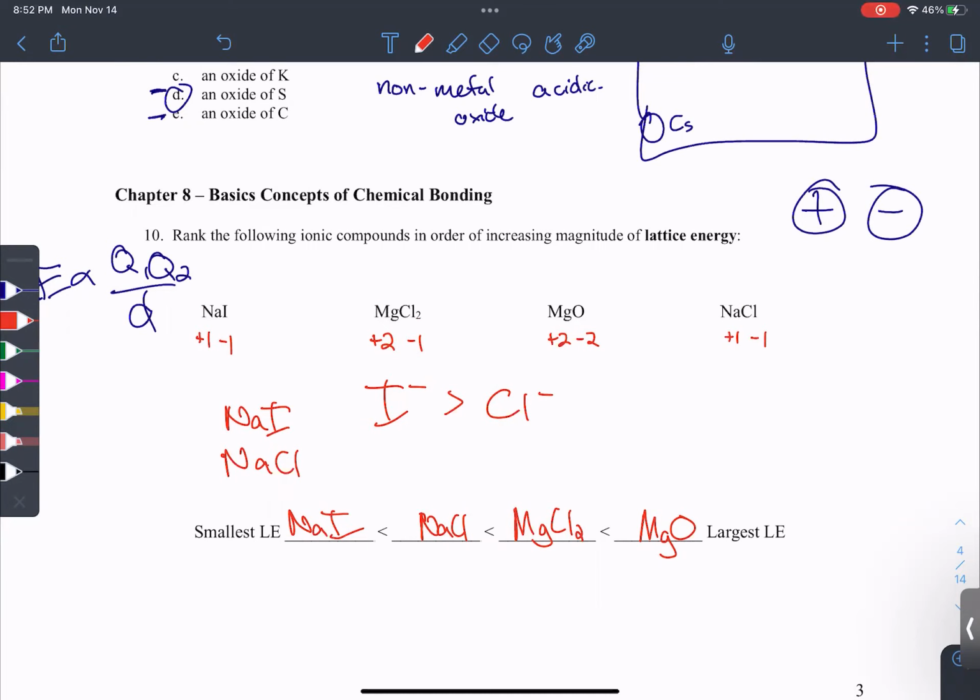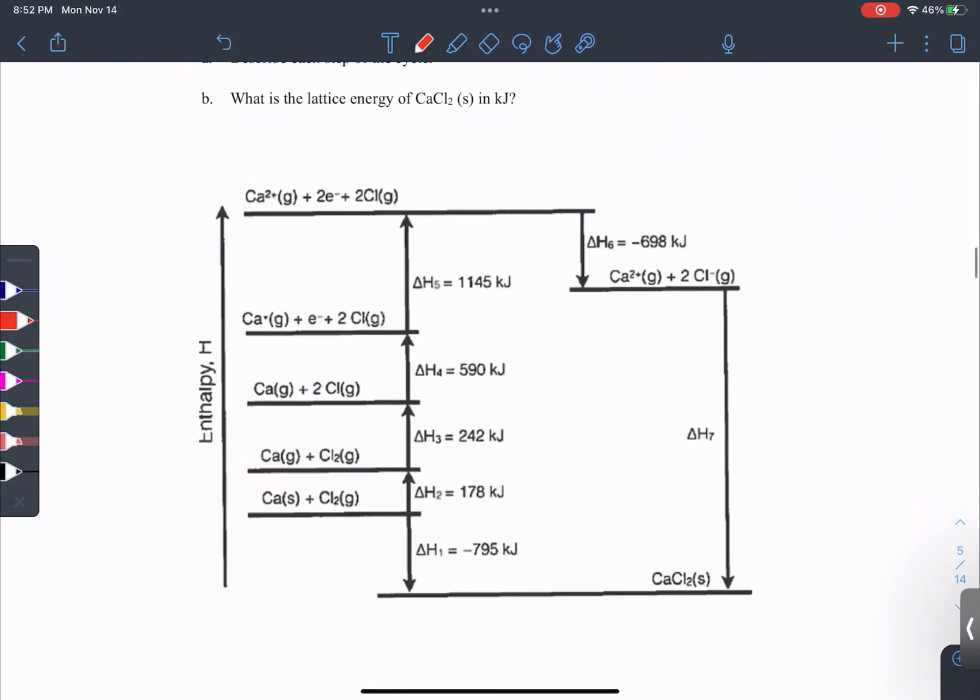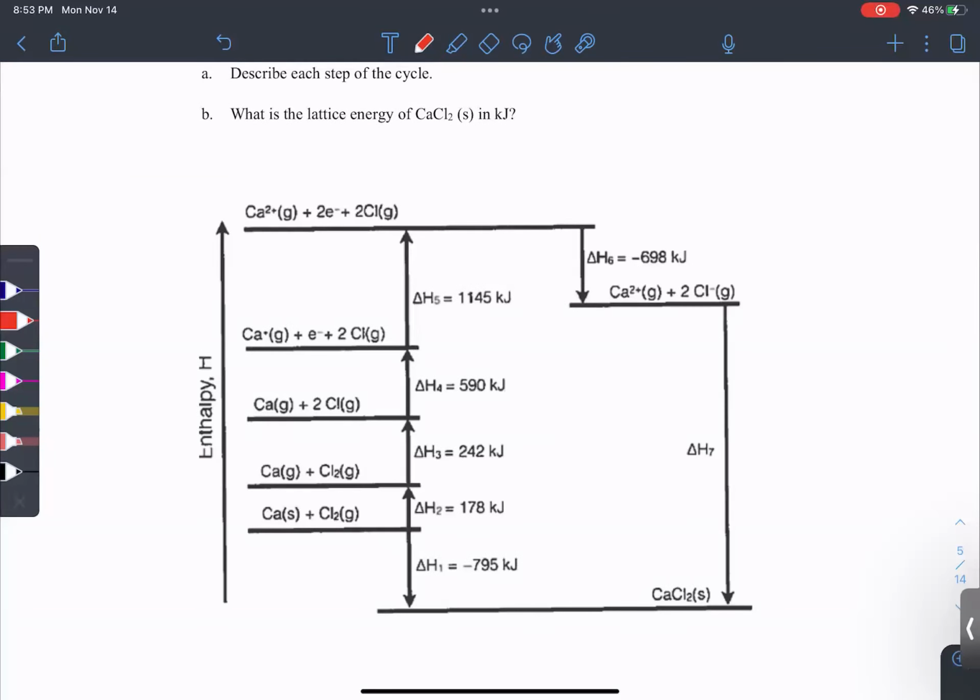We can also do the Born-Haber cycle where we do it quantitatively. So lattice energy is related to one of the steps on this diagram. Lattice energy is why ionic compounds form at all. Because we get a lot of energy back when we bring cations and anions close together. We get a ton of energy back, and it's really thermodynamically favorable.